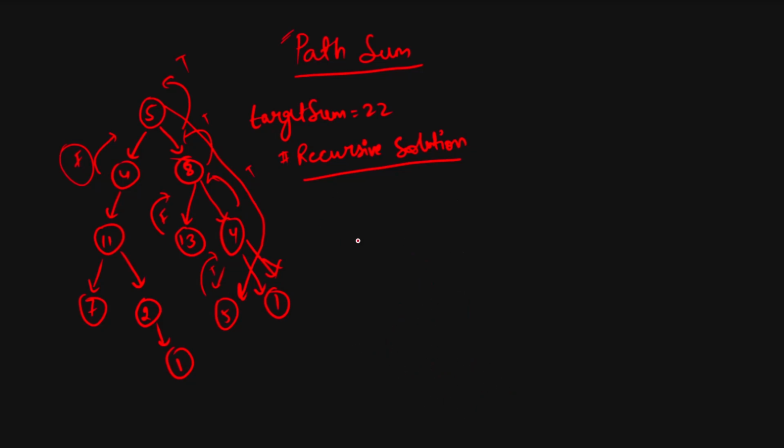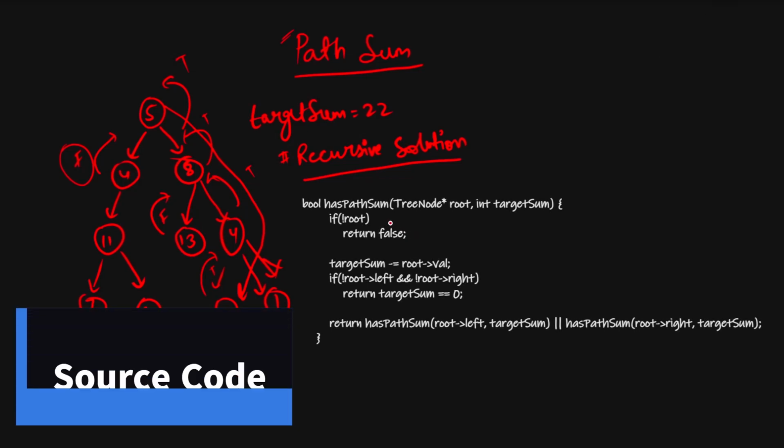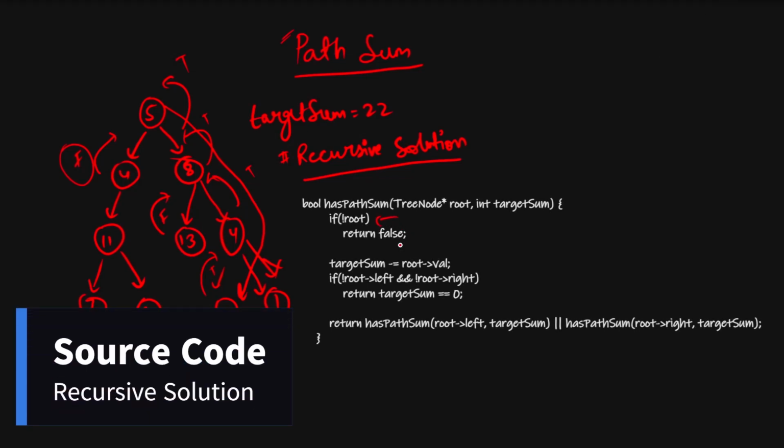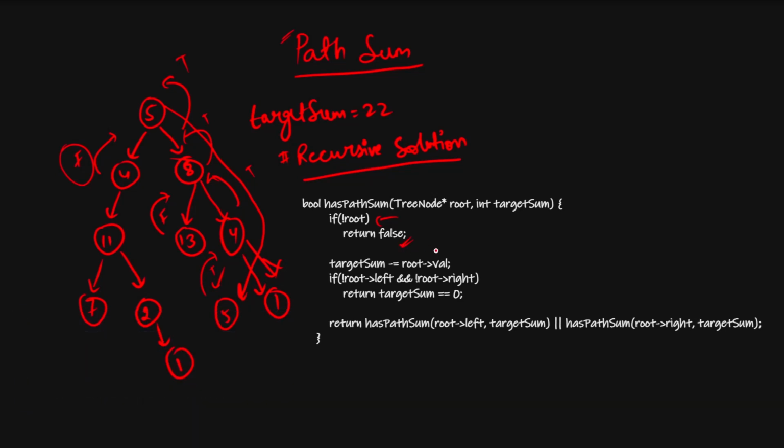So now let's check out the code. What we are doing is, first of all we check whether the node is null. If it is null, then we return false. Otherwise we subtract its root value from our target sum. So if I have a target sum of 22 here, I will say find a path which has 17 here, find a path which has 13 here, find a path which has 2 here. We are passing the remaining sum down, so this is called the top down approach.